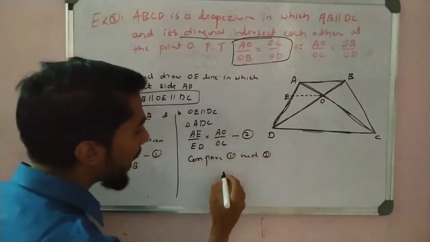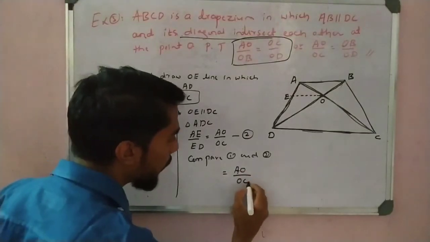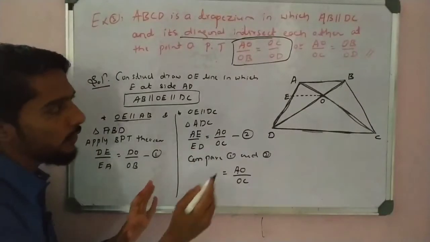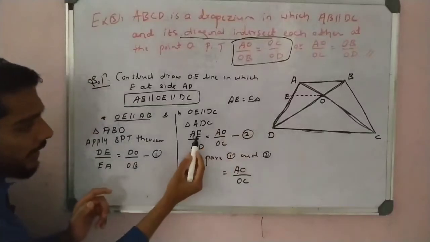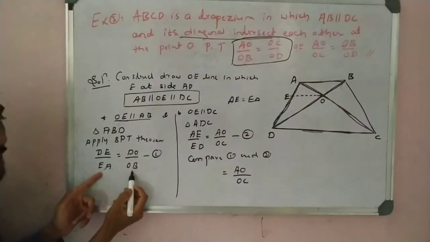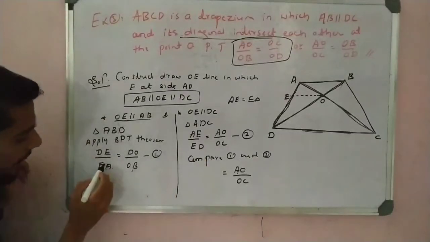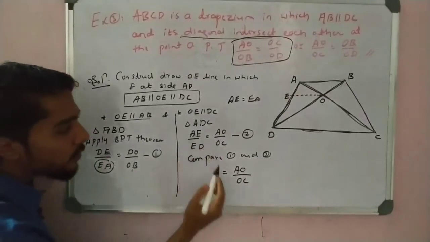See here, I can write this side as it is. OC as it is. Now see, EA or AE both are the same, there is no difference. AE is the same as EA. See here, EA is equal to what term? OB. Clear? So in the place of EA I can write OB.